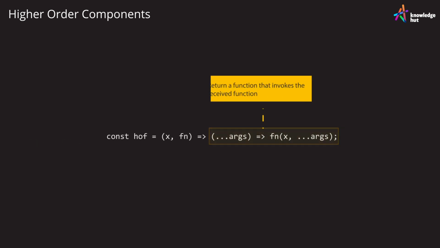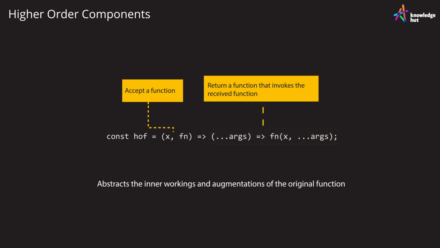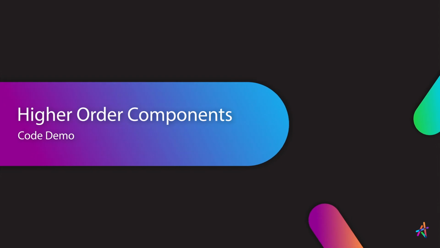A higher order function simply operates on other functions by accepting them as arguments and returning a function. In doing so, you can augment the original function with extra abilities or even partially apply it using a closure. In a sense, we are talking about abstracting the inner workings and augmentations of the original function. Let's understand this with a quick example.